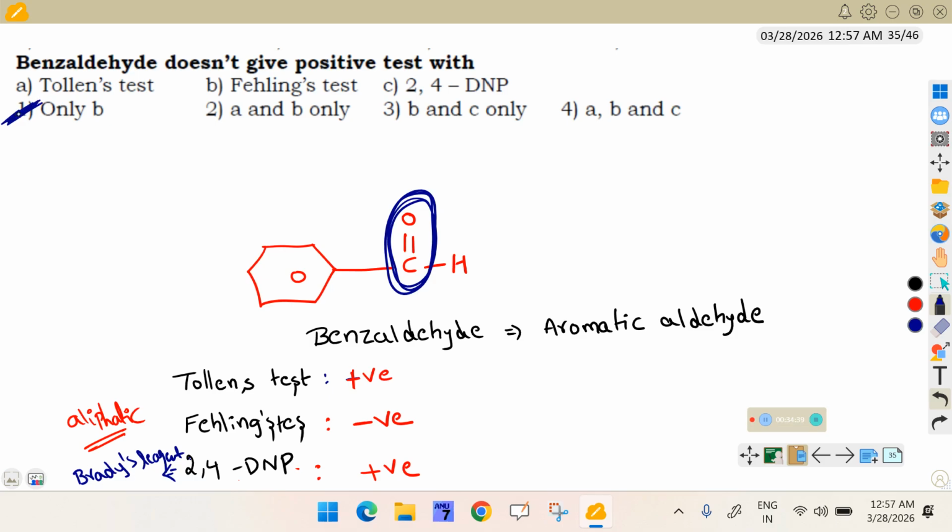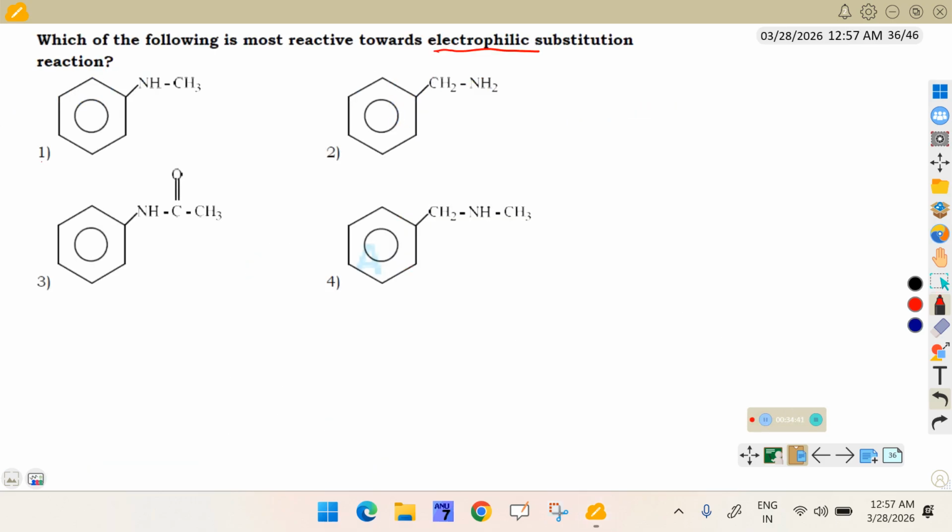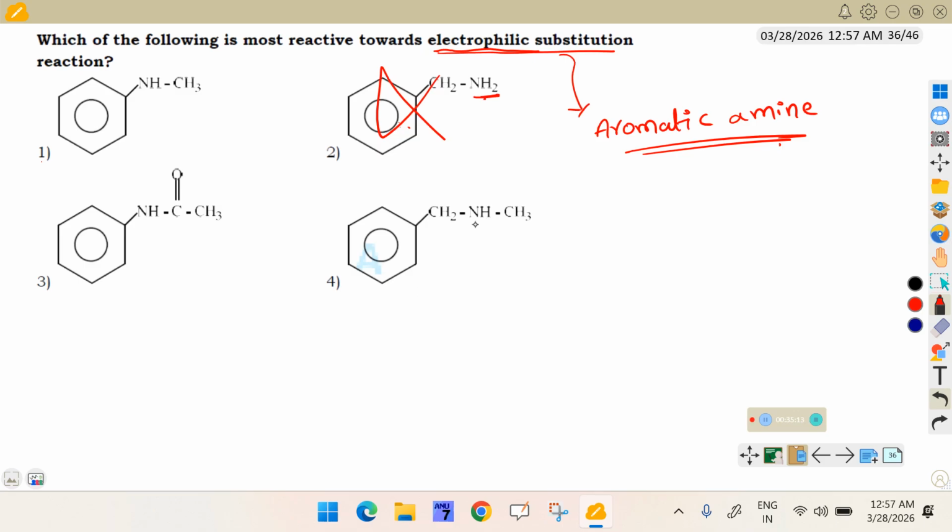Which of the following is most reactive towards electrophilic substitution? Aromatic compounds are most reactive. Here, which functional group is present? Amine functional group is present. Aromatic amines are most reactive first of all. Now check it. This is not directly attached to the ring. This is an aliphatic amine, ruled out. Nitrogen atom is not directly attached to the ring. So this is an aliphatic amine. This is also ruled out.